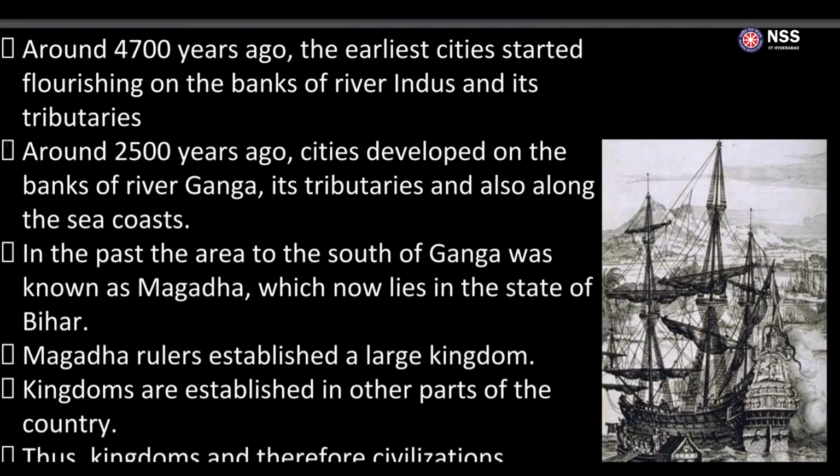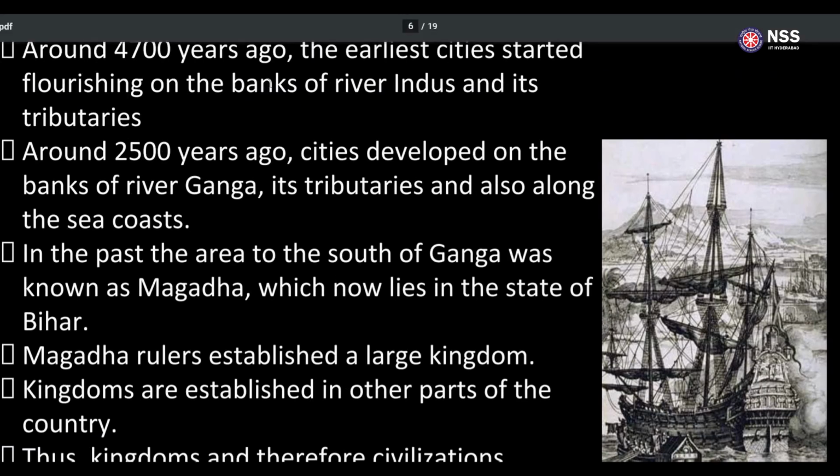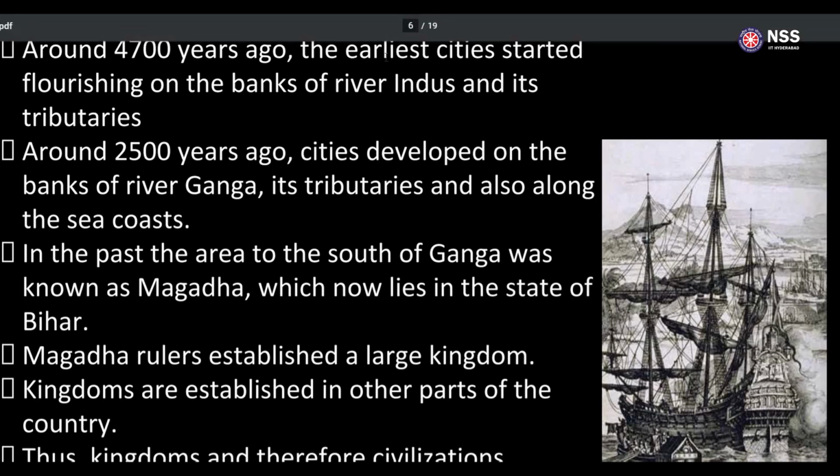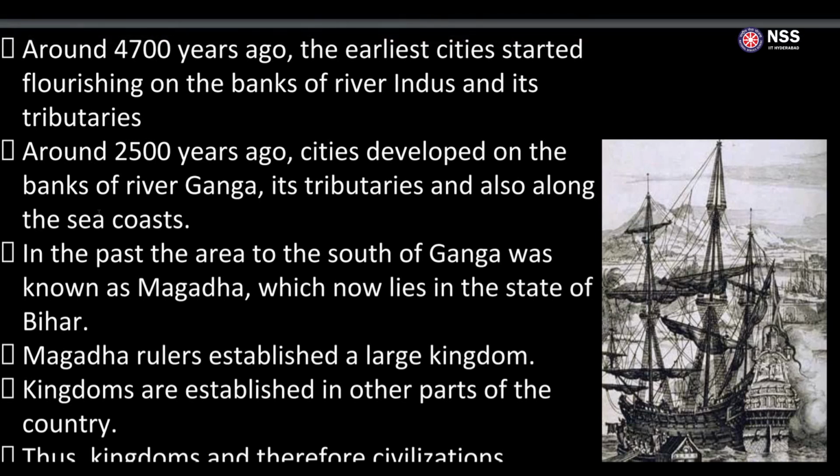And next slide. Around 4,700 years ago, the earliest cities started flourishing on the banks of the river Indus and its tributaries. So the first of the cities that started to flourish, like you saw villages have come out, and then they developed into cities. And the first of the cities you found near the river Indus and its tributaries. So on the banks of the rivers, you found those cities started evolving around 4,700 years ago. And then around 2,500 years ago, cities developed on the banks of the river Ganga too.